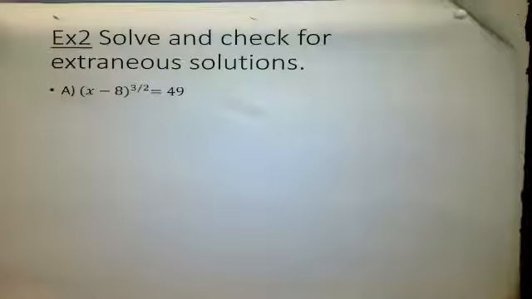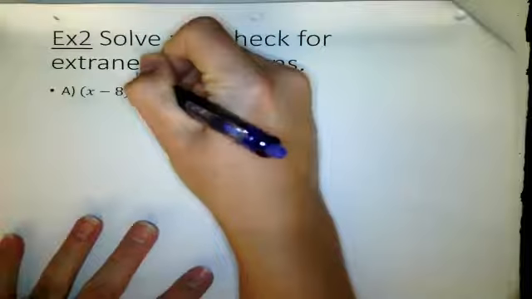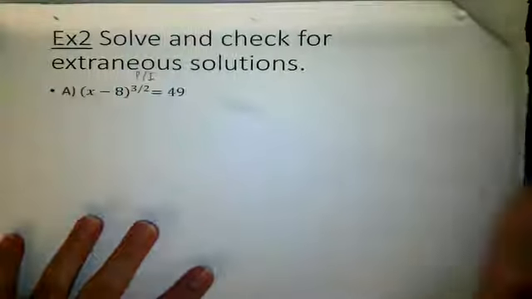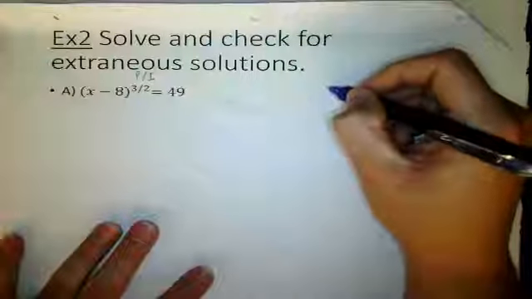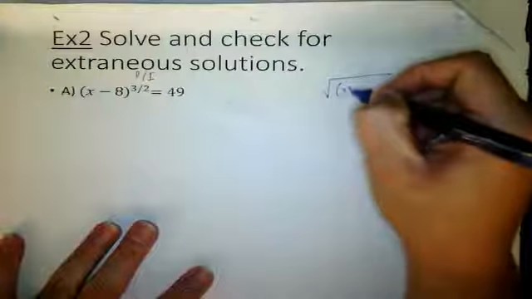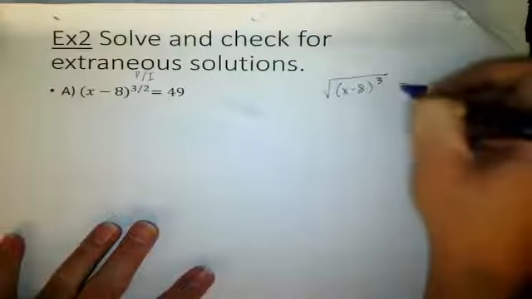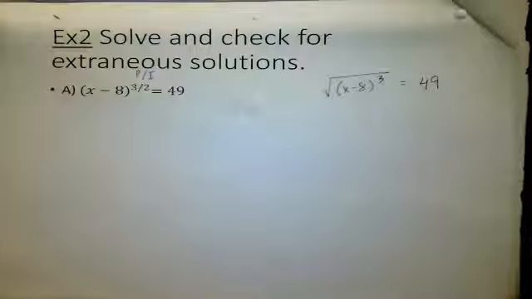This is also a radical equation because if you'll remember, this is a rational exponent and it's power over index. So this equation is the square root of x minus 8 quantity cubed. It's another way to write it. But since we just did radical equations, you could solve it that way, or we have a sort of a shortcut we could do.